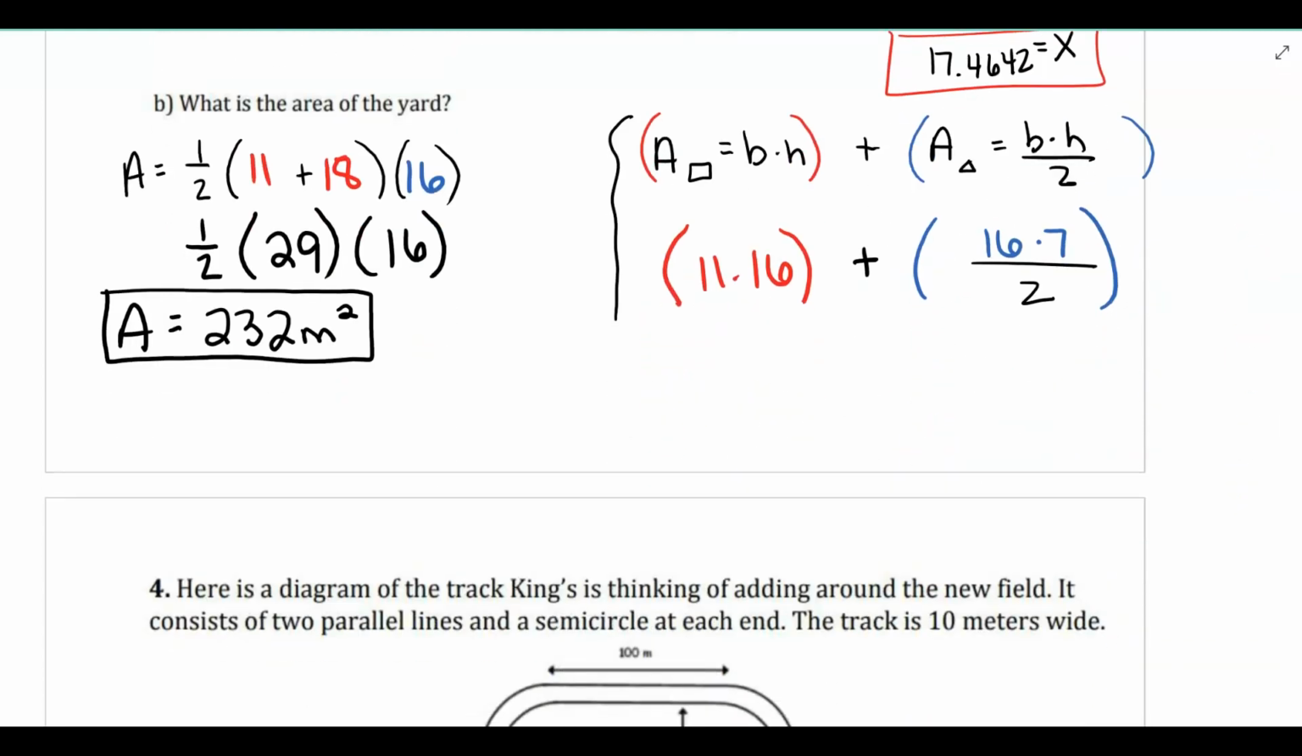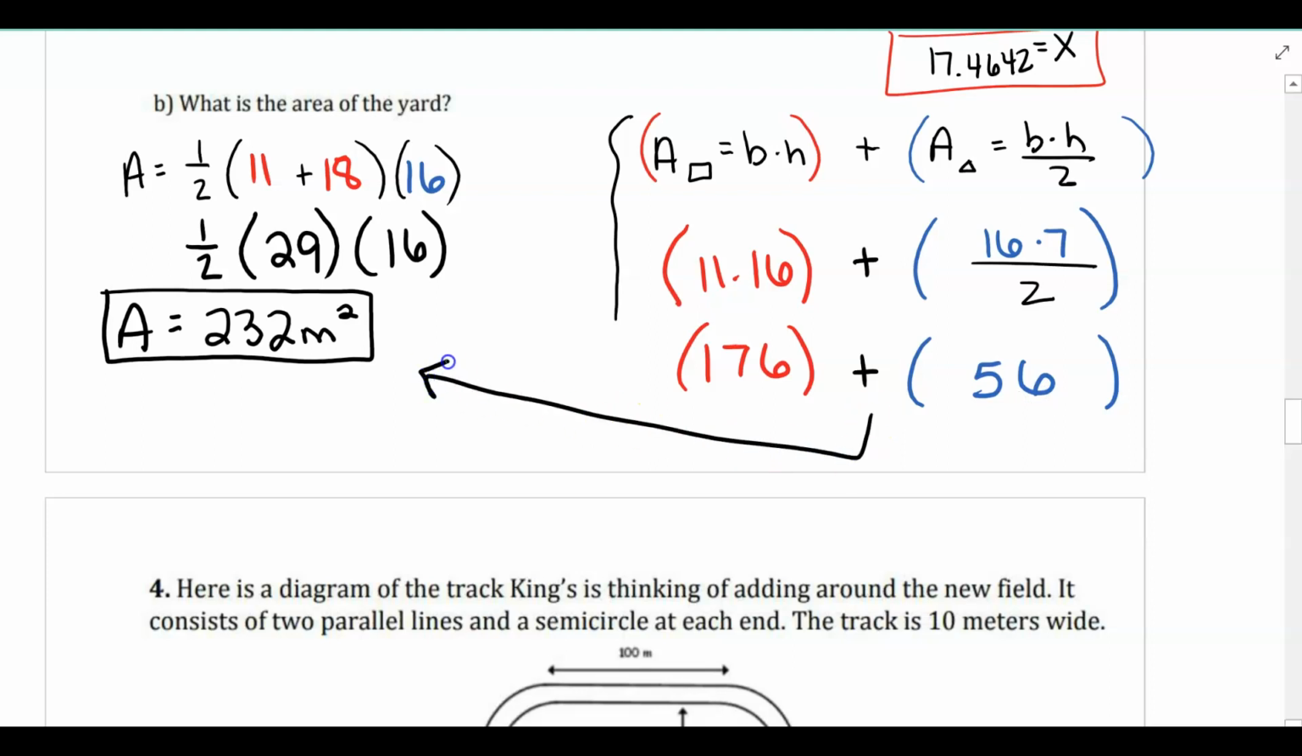So my 11 times 16 is going to give me 176 plus my area for the triangle, which is going to be 16 times 7 gives me 112, and then 112 divided by 2 gives me 56. So 56 plus 176 gives me the same area of 232 meters squared.